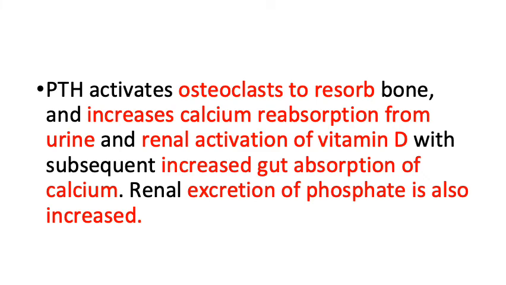Regarding the function of the parathyroid hormone, it activates the osteoclast to resorb bone and increases calcium reabsorption from urine, and renal activation of vitamin D with subsequent increased gut absorption of calcium, and renal excretion of phosphate is also increased.